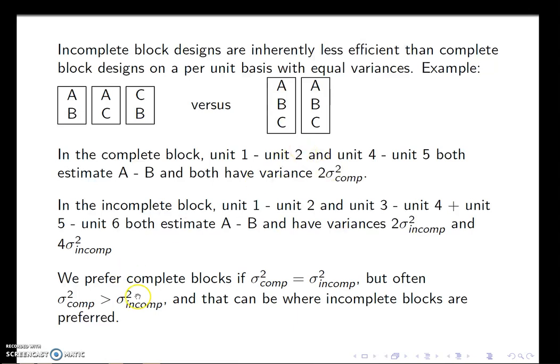Okay, we prefer complete blocks when we have equal variation, or heterogeneity, between the complete and incomplete, but often we see that that heterogeneity is bigger for the complete than it is for the incomplete. And so this is actually a place where using incomplete blocks might actually be a choice rather than a forced option.